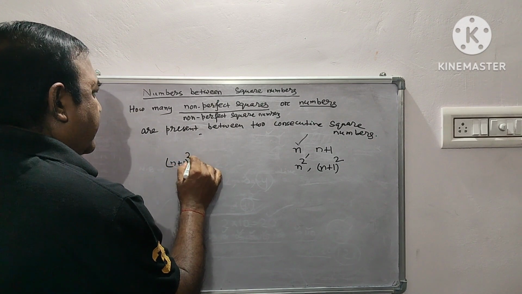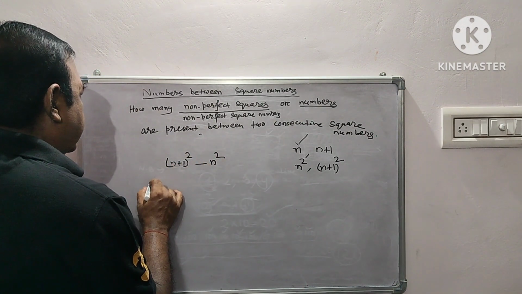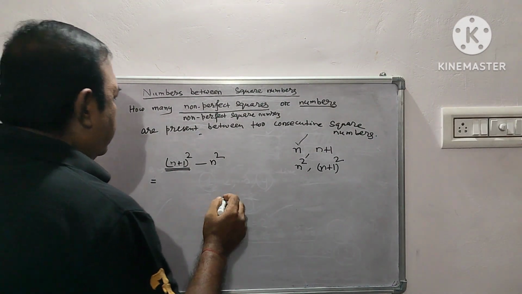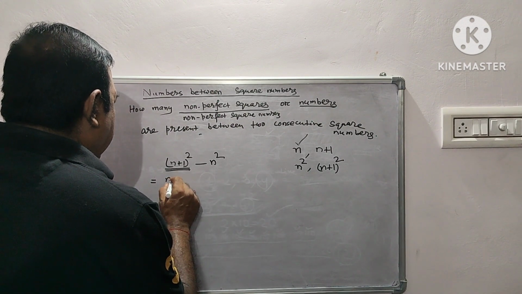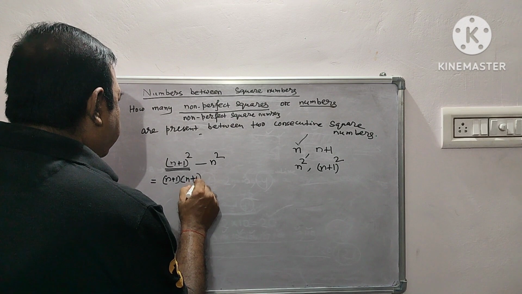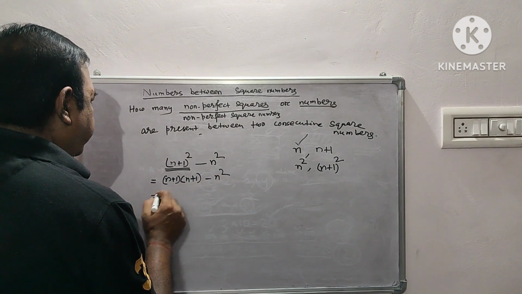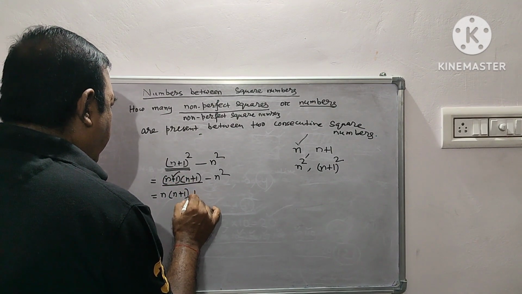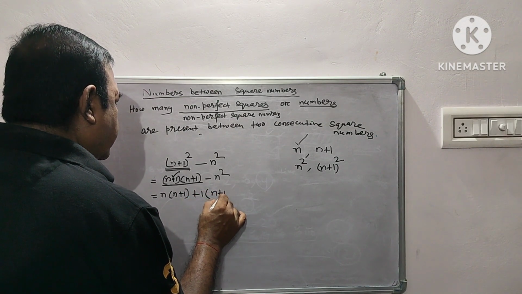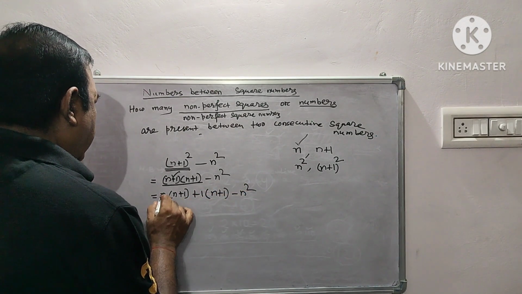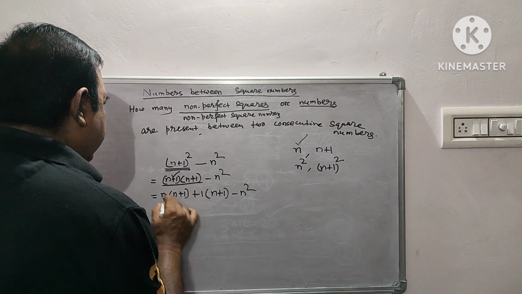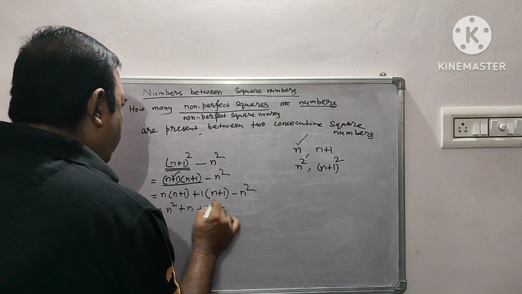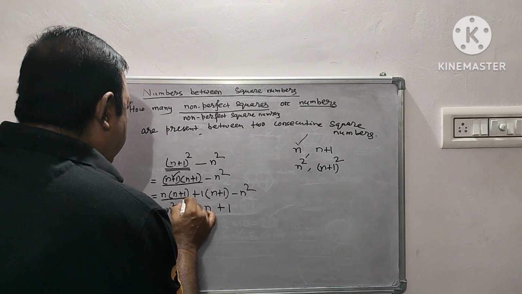n plus 1 whole square minus n square. But you do not know the expression of n plus 1 whole square. So you will do like this: n plus 1 whole into n plus 1 minus n square. That is n into n plus 1 and plus 1 into n plus 1, minus n square. That is equal to n into n, which is n square, plus n into 1, which is n, plus 1 into n, that is n, plus 1 into 1, that is 1. We applied the distributive property here.